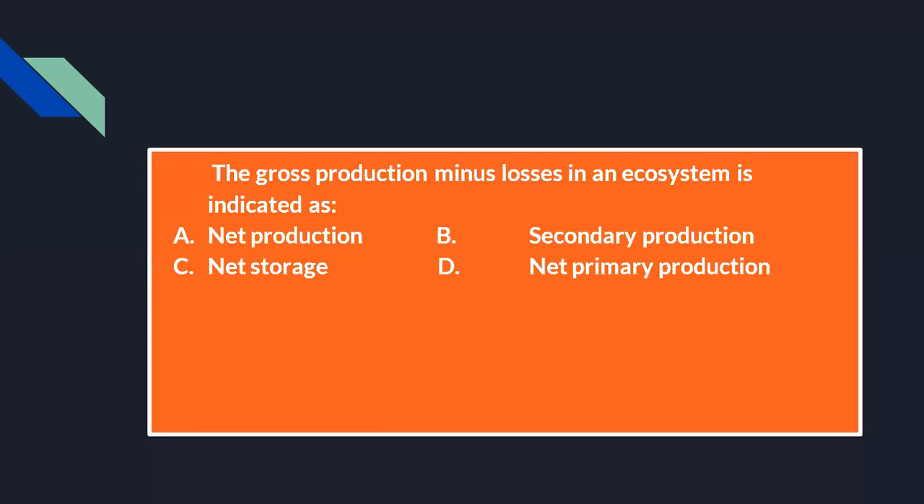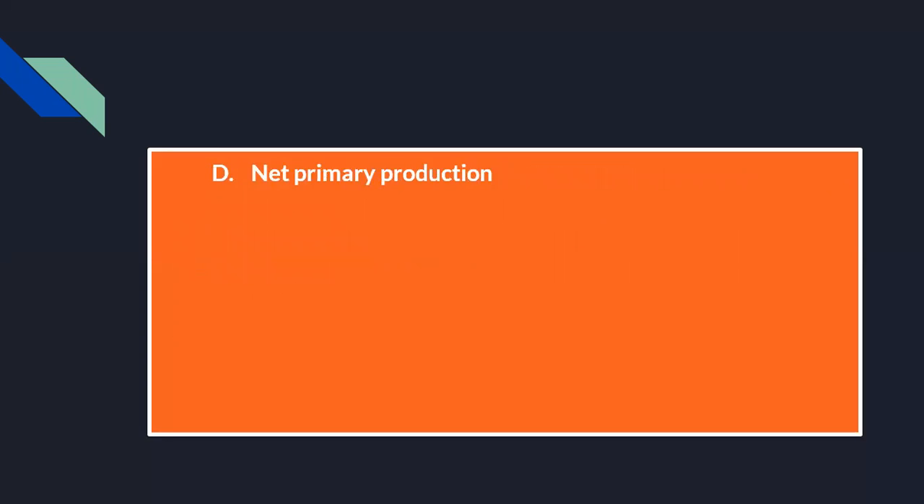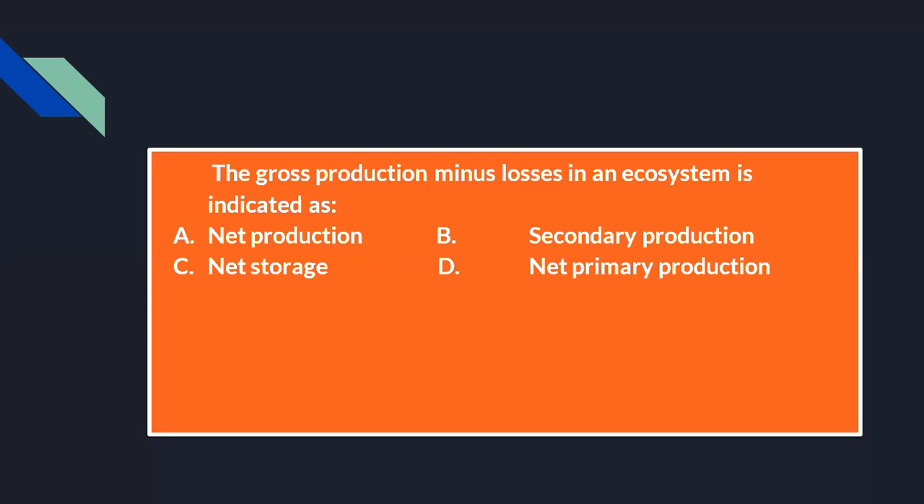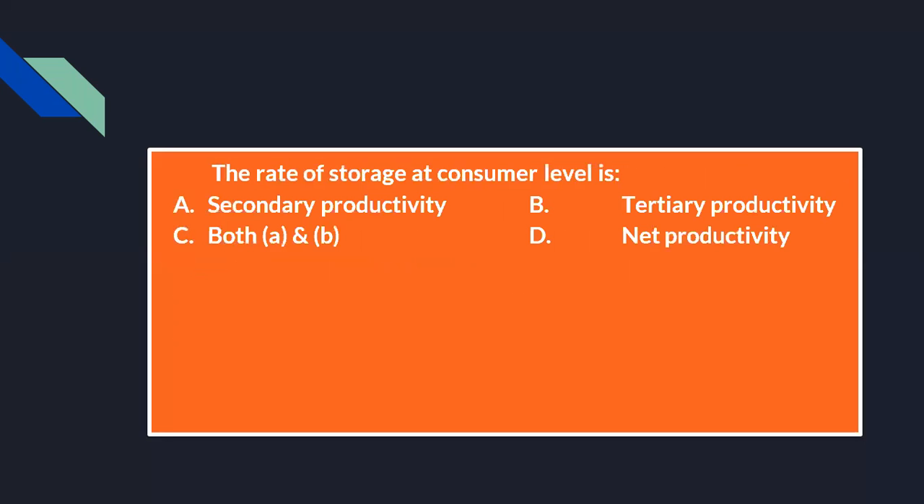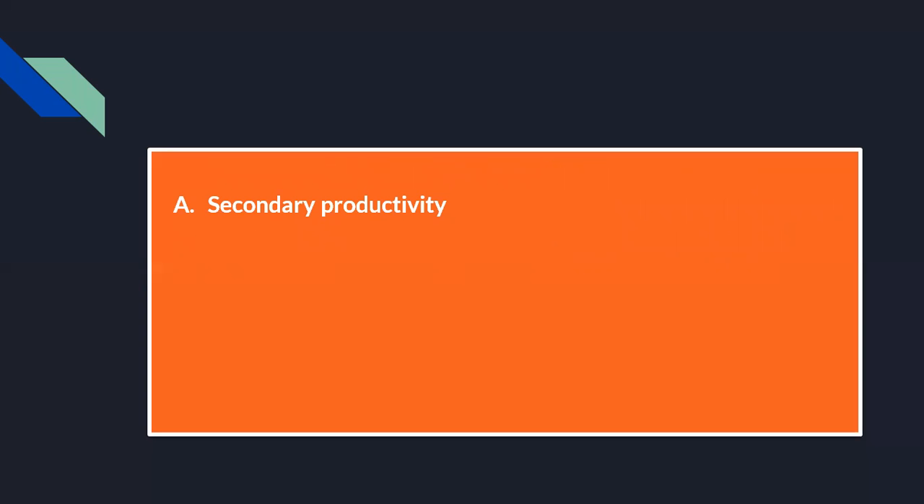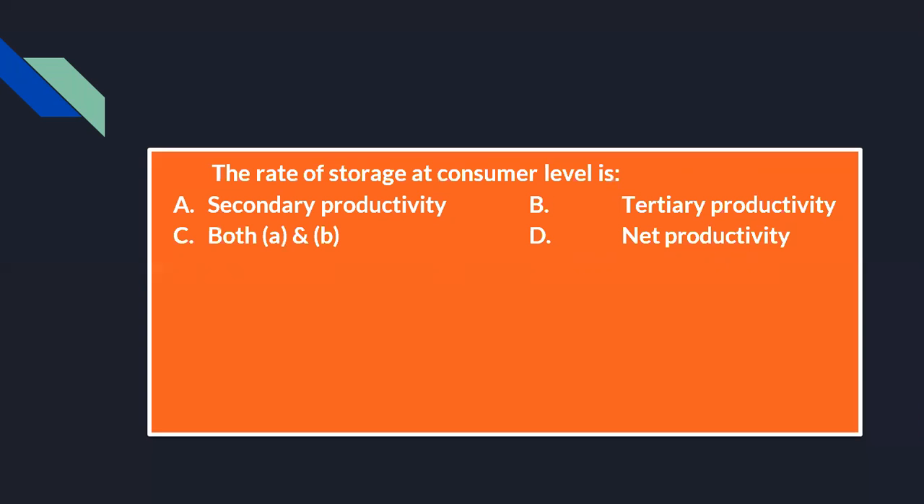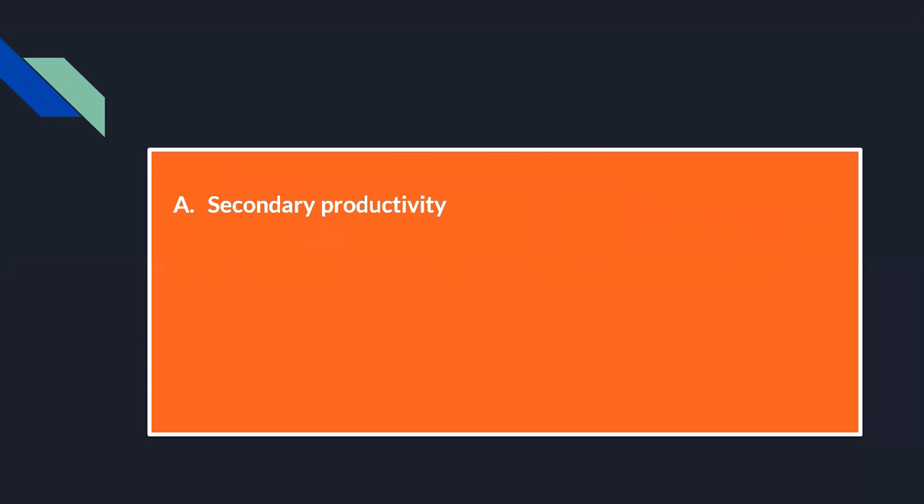Okay. Next, the gross production minus losses in an ecosystem is indicated as, and option D is the correct answer. That is net primary production. Can gross production or loss to minus koi ami pam net primary production. Then the rate of storage at consumer level is option A secondary productivity, option B tertiary productivity, option C both A and B, and option D net productivity. Rate of storage at consumer level is secondary productivity. Can consumer level producer no, we are talking about consumer level, so this is the secondary productivity.